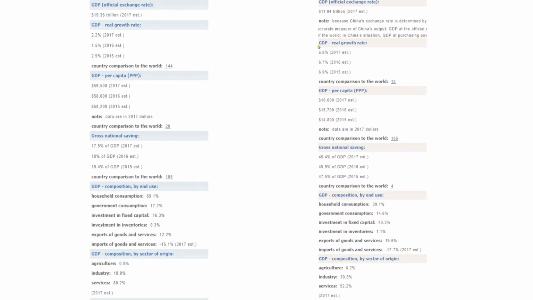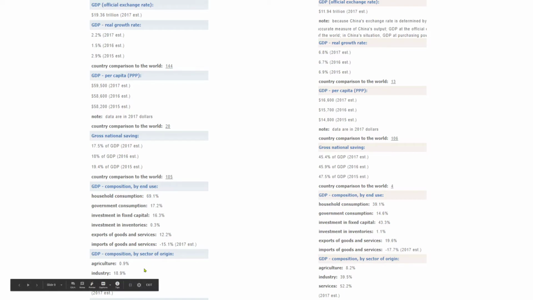So does that mean that it's a better country to live in? Maybe. You look at GDP per capita: ours is 59,500, whereas in China it's 16,600. The reason is there's over 1 billion people in China, and less than half a billion in the United States. Then you look at gross national savings, which is the amount of money that's saved out of the GDP.